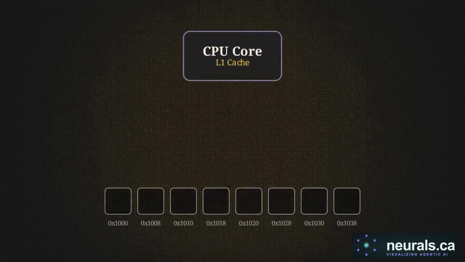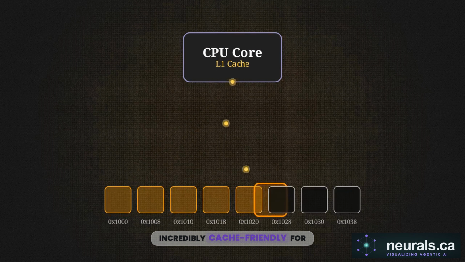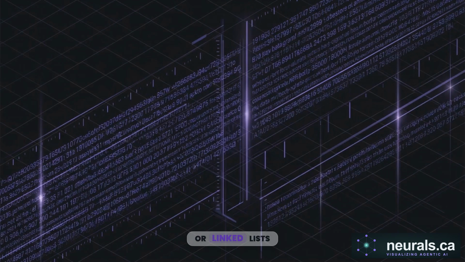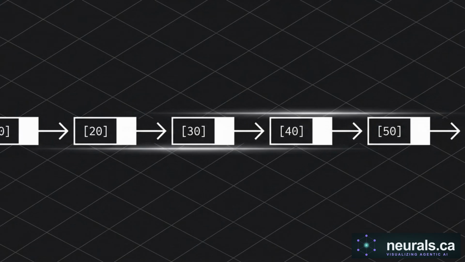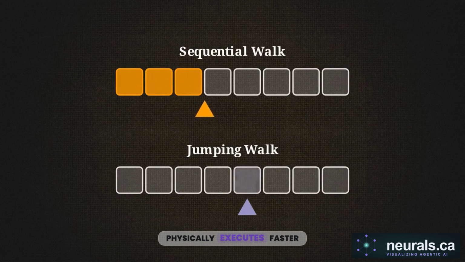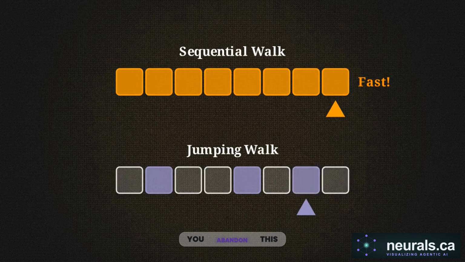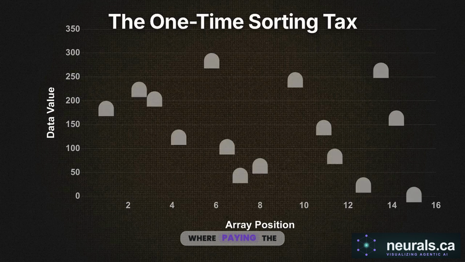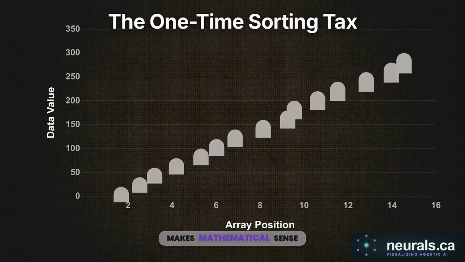Scanning memory front to back is incredibly cache-friendly for modern CPUs. For small lists, read-once data streams, or linked lists without random access, this sequential walk physically executes faster than jumping around. You abandon this approach when you have a massive, static dataset to search repeatedly. That is the point where paying the one-time sorting tax makes mathematical sense.